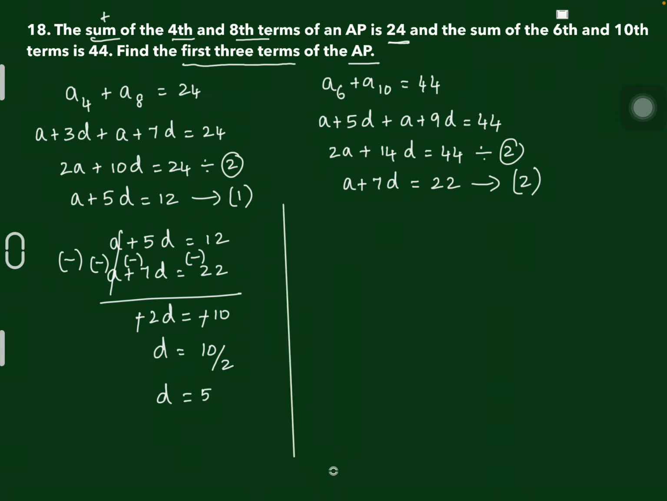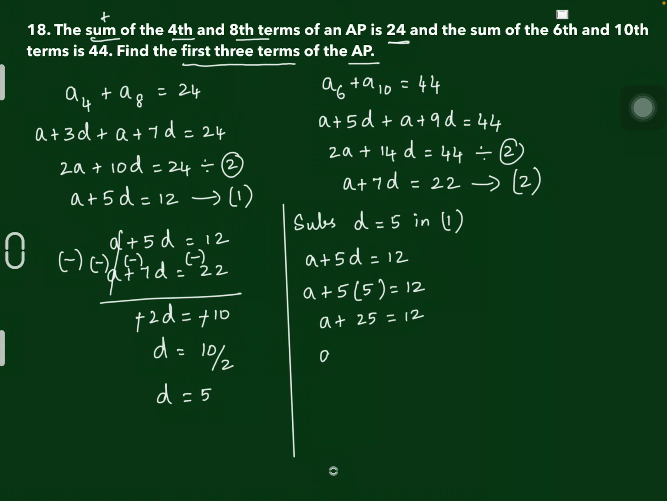Now, let me find A by substituting the value of D in one of the equations. Substitute D is equal to 5 in equation number 1. So, A plus 5D is equal to 12. A plus 5 into what is D? 5, is equal to 12. So, A plus 5 fives are 25 is equal to 12. From this, A is equal to 12 minus 25. So, A is equal to minus 13. When you subtract 12 minus 25, what do you get? Minus 13. So, we found the first term A is minus 13 and D is 5.